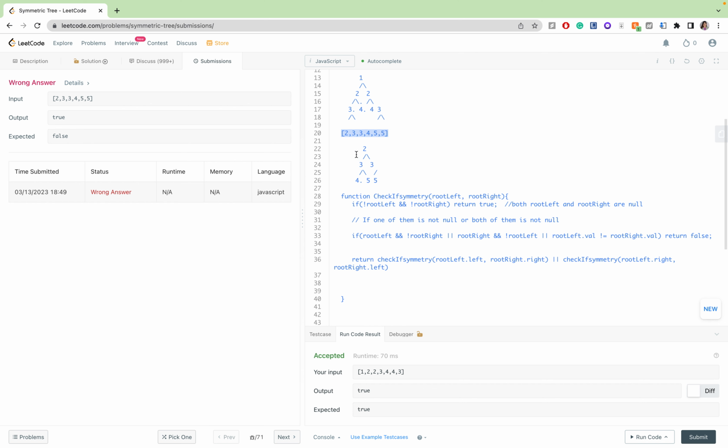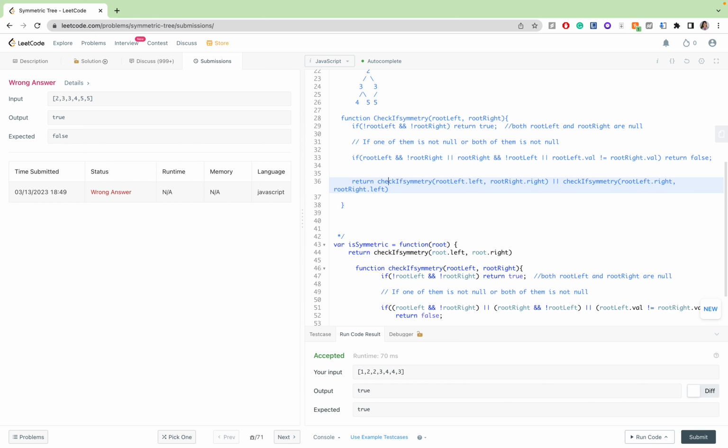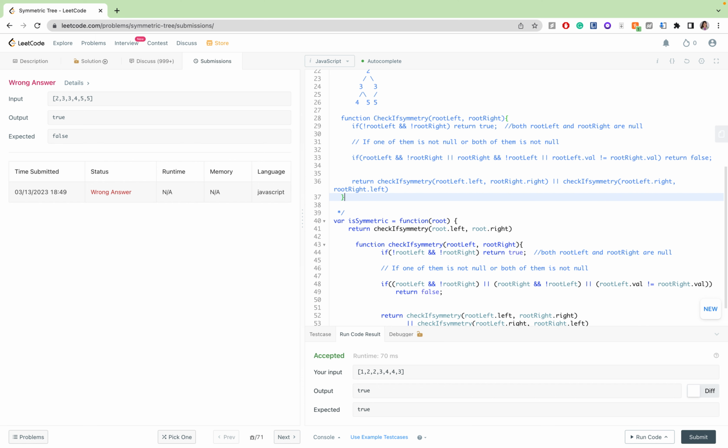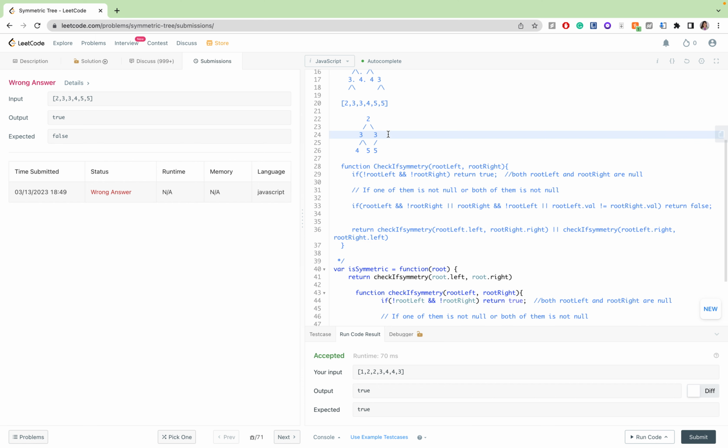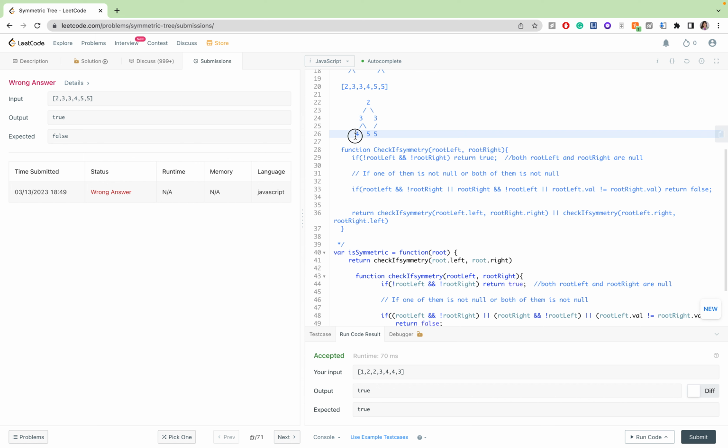Does this tree look like this one? 2 3 3 4 5 5. I mean, expected is false, but the output is true. Why? In this case, first of all, we would look at its root, left and right, and then left and right, they are equal. So we'll look at now 4 and right. So 4, there is 4 and there is null, right?